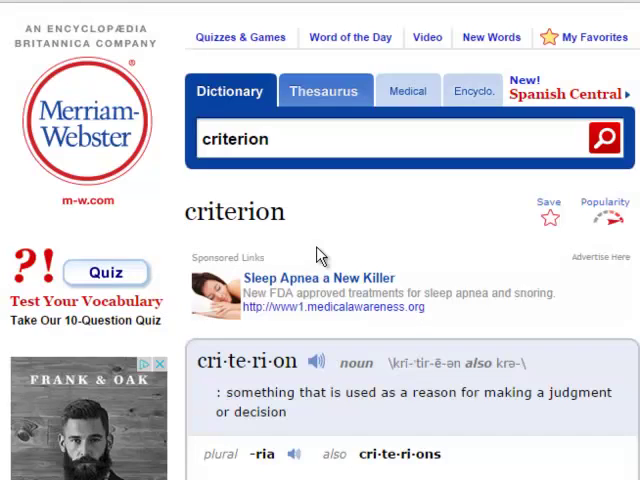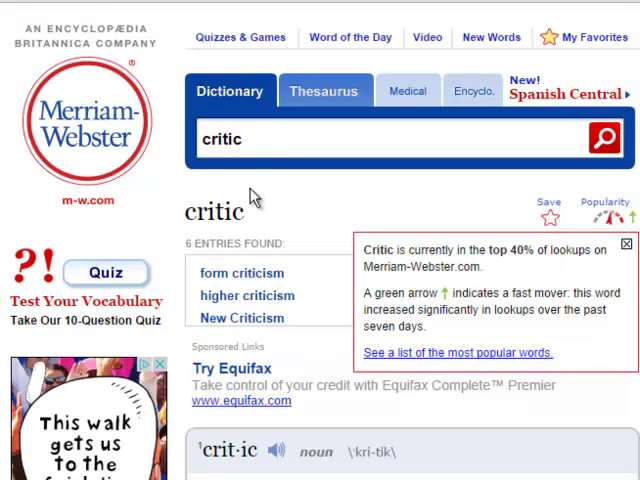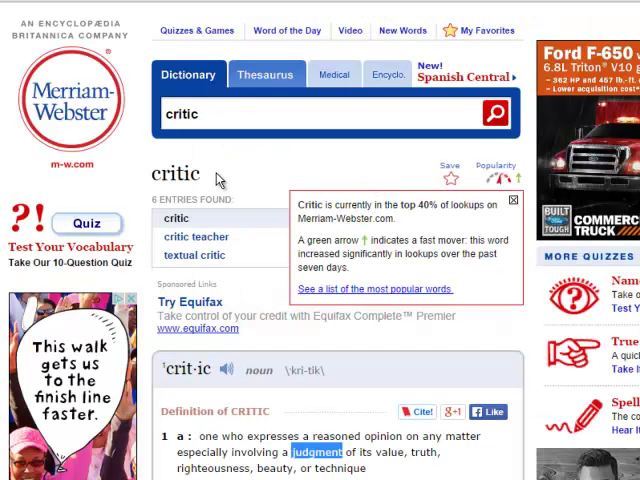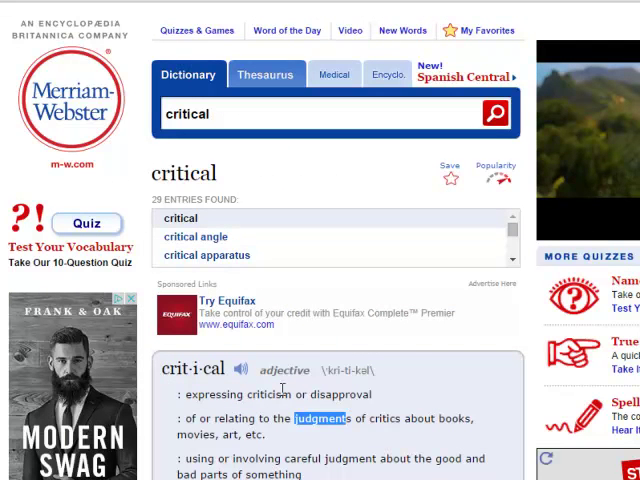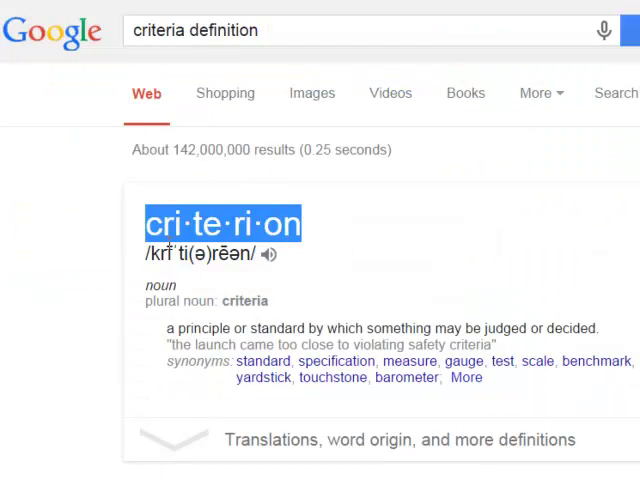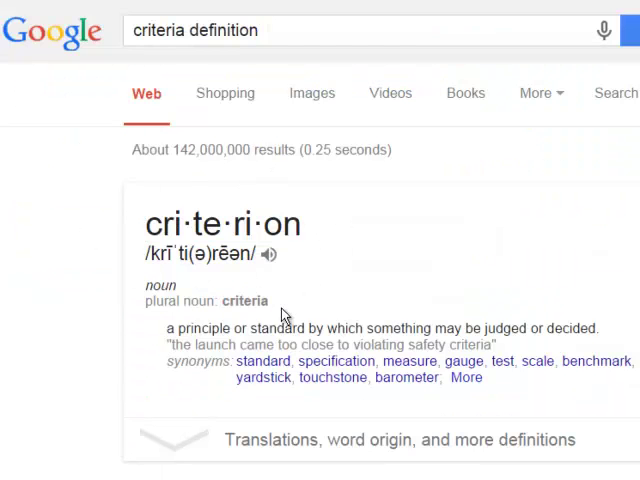something. The word criterion is related to the word critic. Both of them ultimately derive from the Greek word krinen, meaning to judge. As such, a critic is someone who passes judgment, critical relates to judgments, and a criterion is a standard on which a judgment may be based. The plural of one criterion is two criteria.